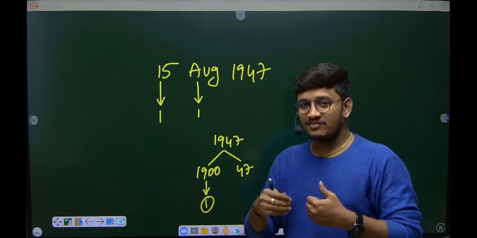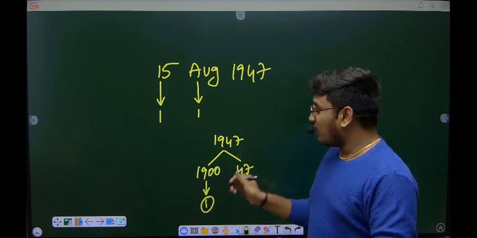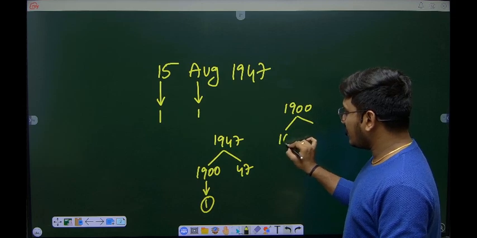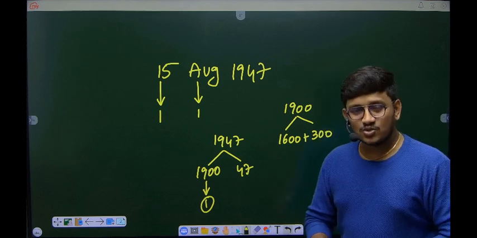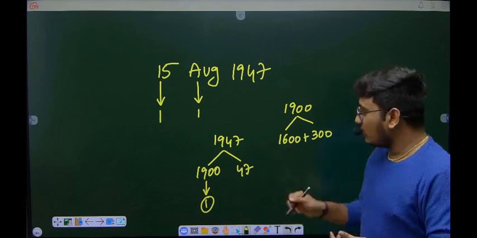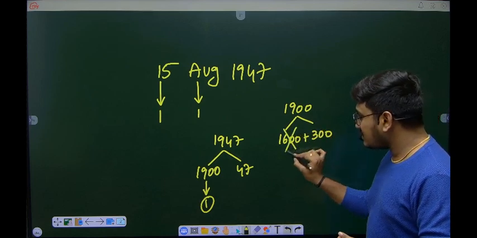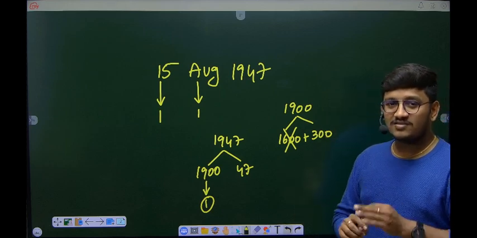Now students will get confused how it is one. Simple, yesterday we discussed. How many odd days are there in 1900? 1900 can be written as 1600 plus 300. Am I correct? So 1900 means 1600 plus 300. 1600 is a century leap year, cancel. Now how many odd days are there in 300 years?